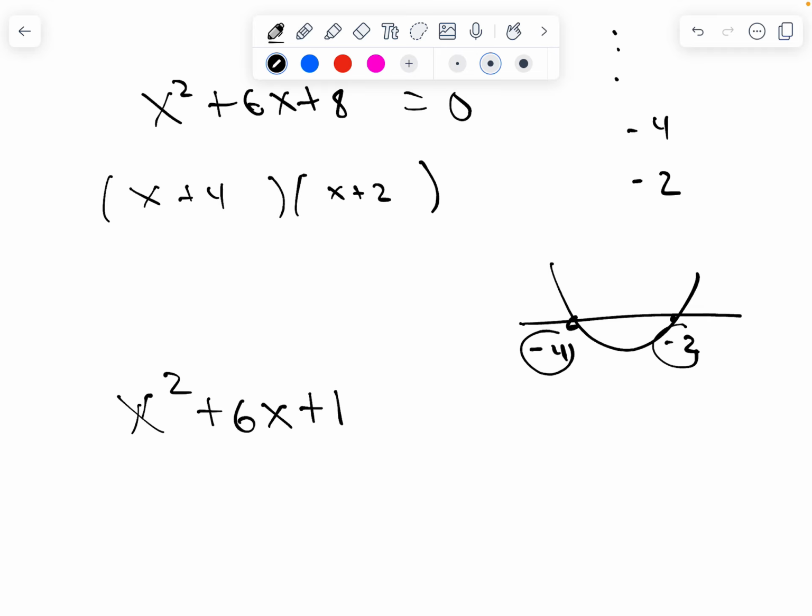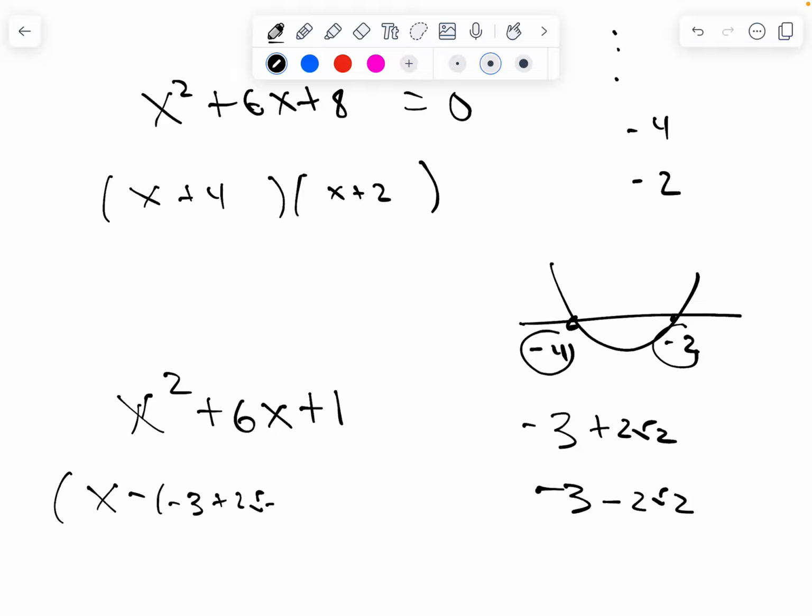And when we use the quadratic formula, we end up with 3 plus 2 square roots of 2, 3 minus 2 square roots of 2, actually negative 3. And so when we write this in the factored form, it's x minus negative 3 plus 2 square roots of 2, x plus negative 3 plus 2 square roots of 2. So it just looks horrible, but it is the same process.